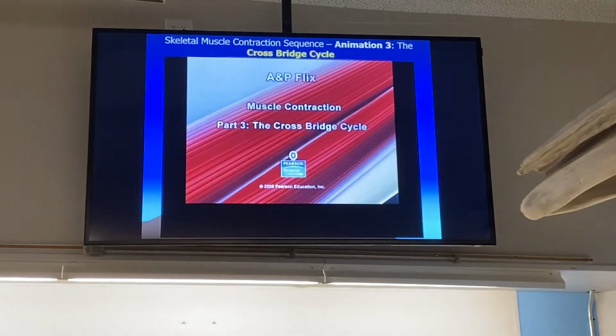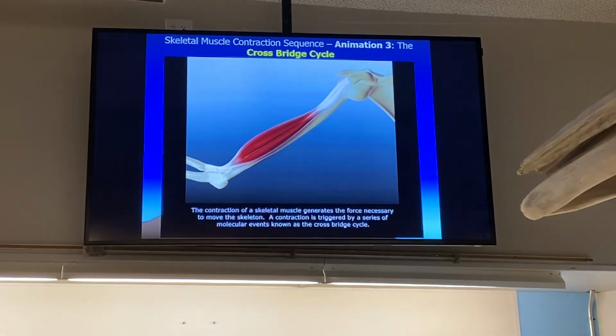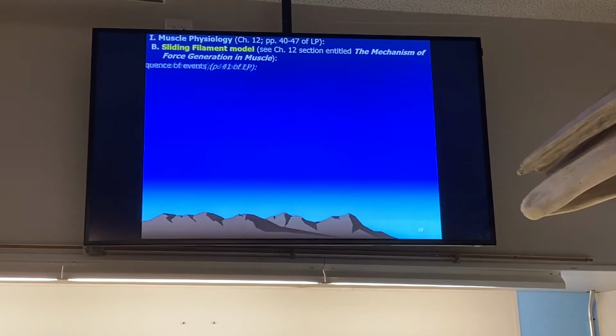Are we gonna have to reset the whole thing? The contraction of the skeletal. This is the new information now, muscle and anatomy.